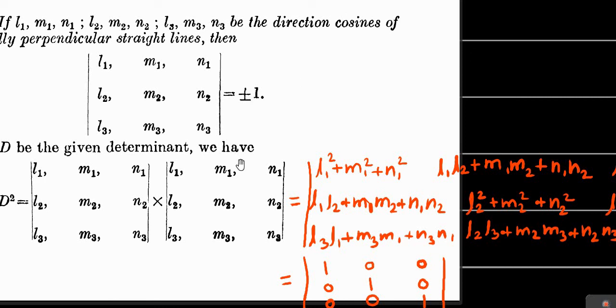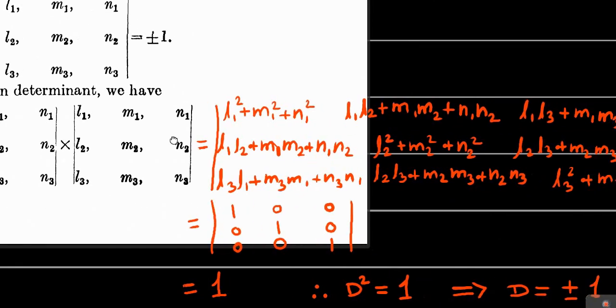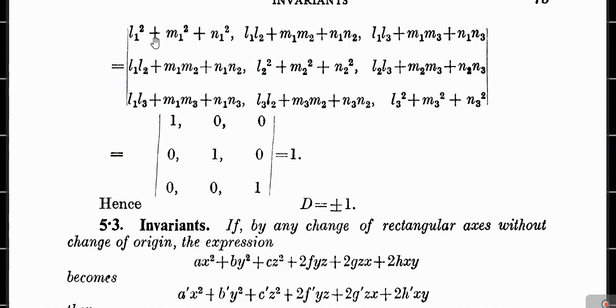So the same thing which I have explained here by writing is given in the next page also, which is this. The same calculation is here which I have explained by writing with red colored pen. So we have shown that therefore D is equal to plus or minus 1.